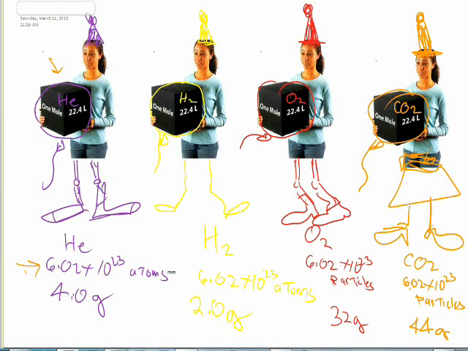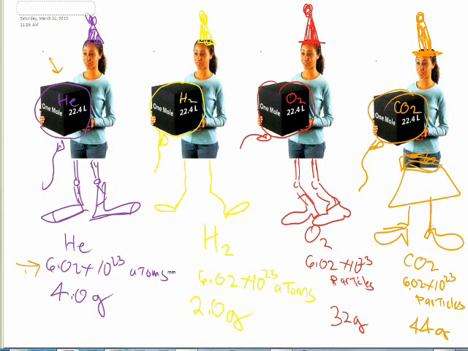Hydrogen has 6.02 times 10 to the 23rd atoms in 1 mole. So notice they all have the same volume. It's 1 mole no matter what the gas. Helium, hydrogen, oxygen, or carbon dioxide, they all contain the same number of particles, 6.02 times 10 to the 23rd. But they have different masses because they're made up of different atoms.